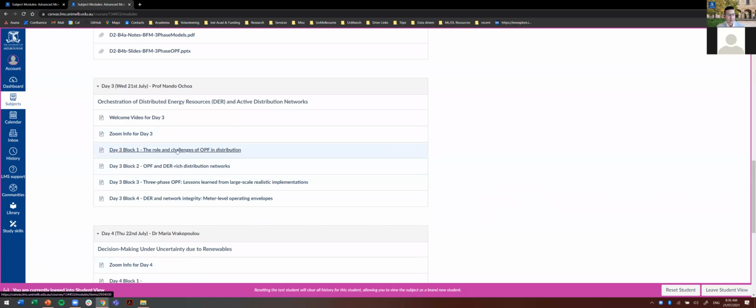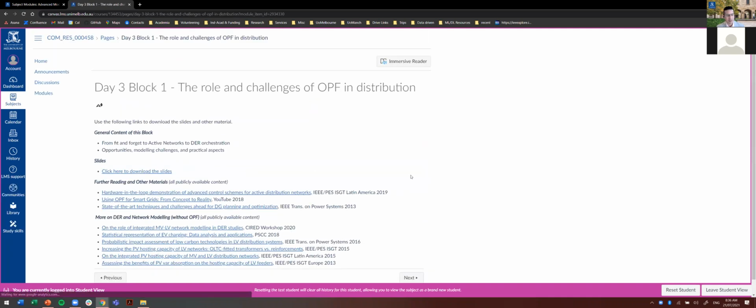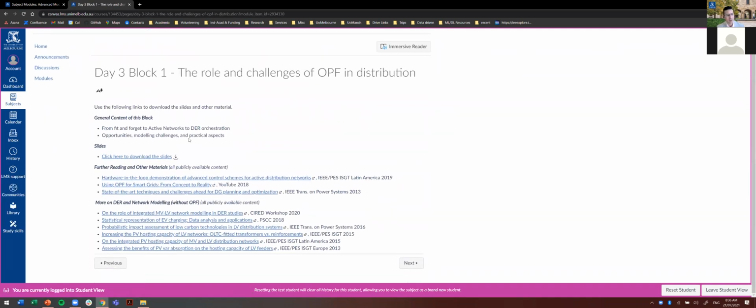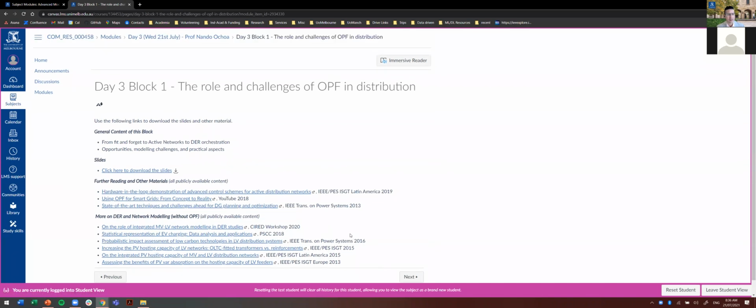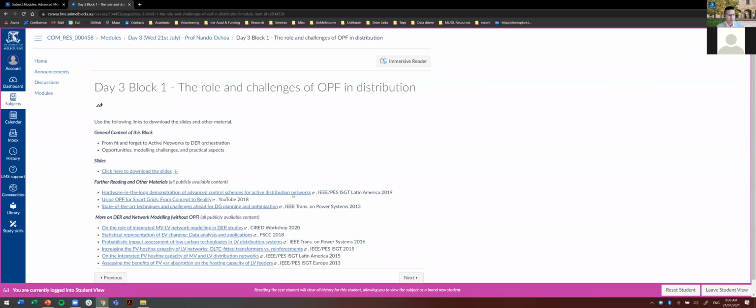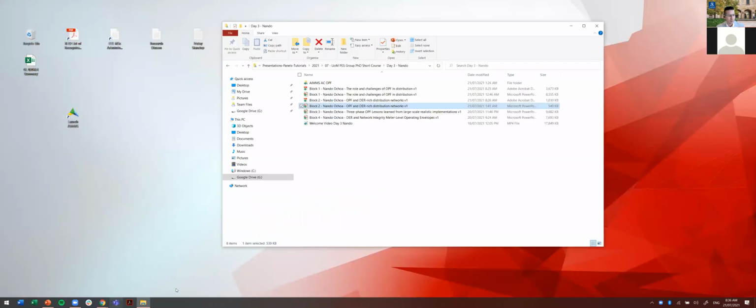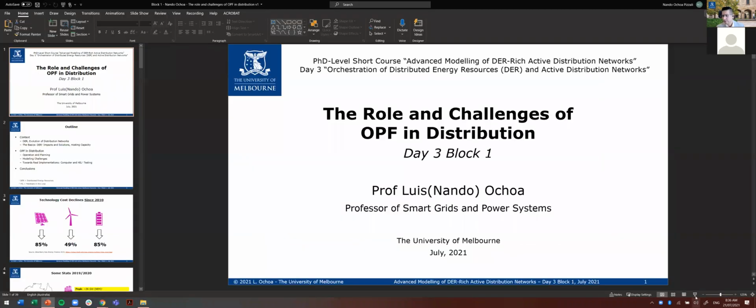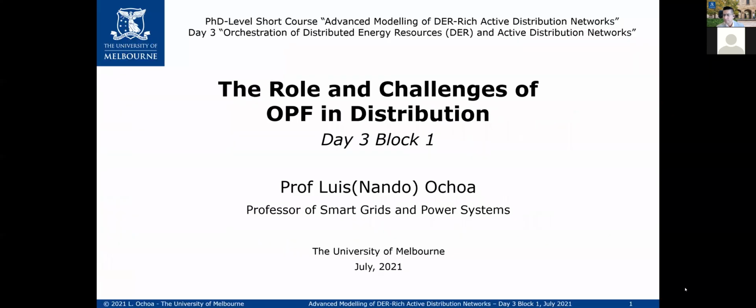All the slides for block 1 are there. Also, the slides for block 2. Then during the break, I will upload the slides for blocks 3 and 4. There are a lot of links there to different papers that we have, YouTube videos, etc. So please feel free to explore that content. So let's start with block 1 here. And there you go. So that's us.